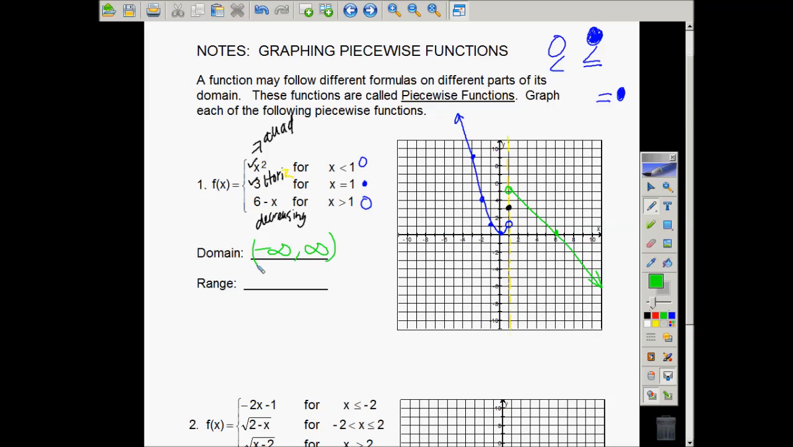So this is all connected? Yes, it's all connected. I just did it all in different colors. No, it's all connected. Remember, this is an invisible line.